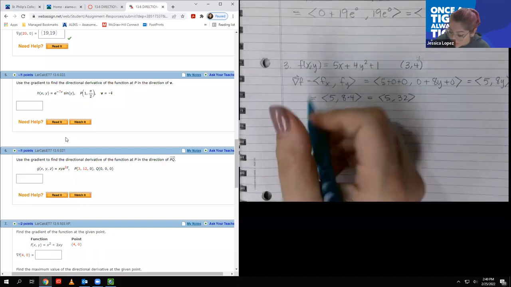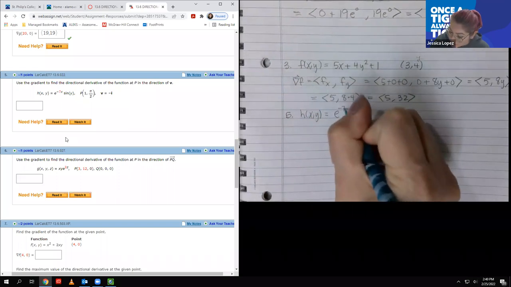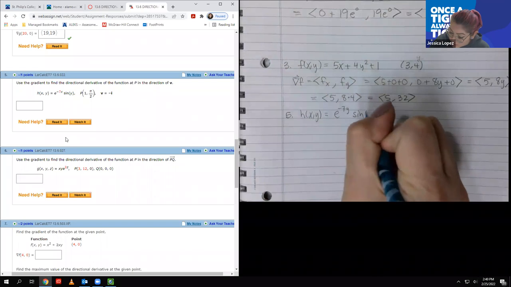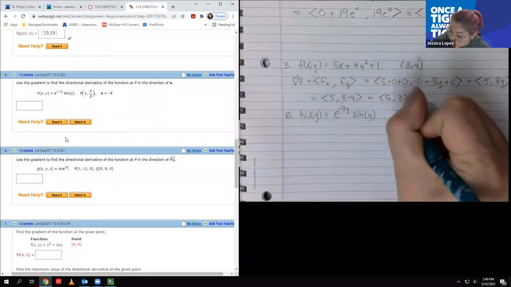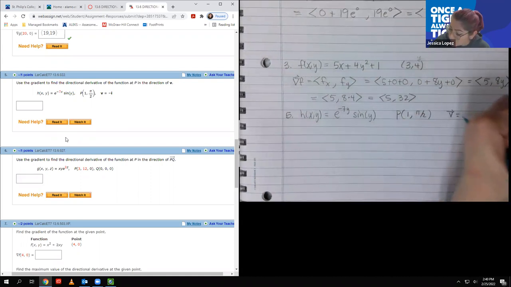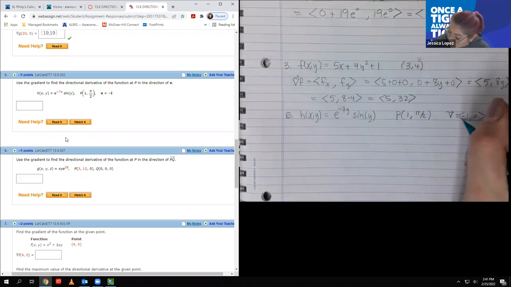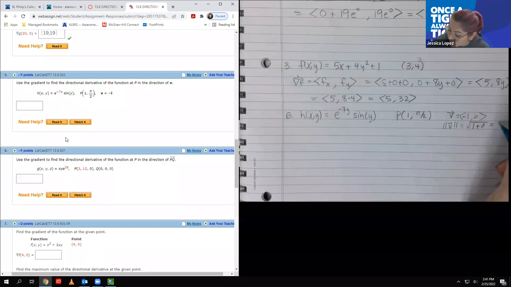Number five says h of xy equals e to the negative 7y sine of y. And then the point is 1 comma pi over 2. And v is equal to negative i, which is negative 1 comma 0. Now, when I take the magnitude of v, I get the square root of negative 1 squared, which is 1, plus 0 squared, which is 0, which is 1. So this is a unit vector. So I can go ahead and use the gradient to find the directional derivative.